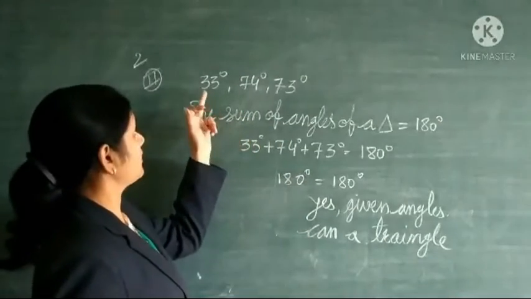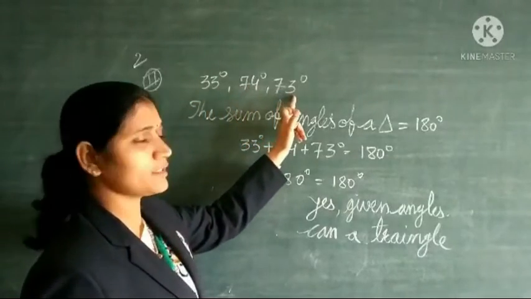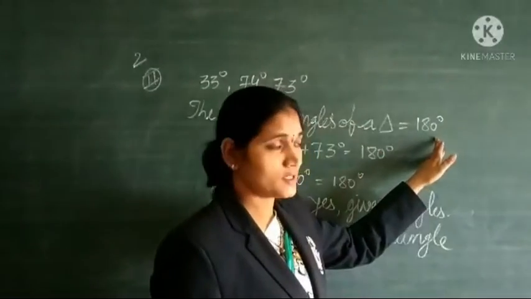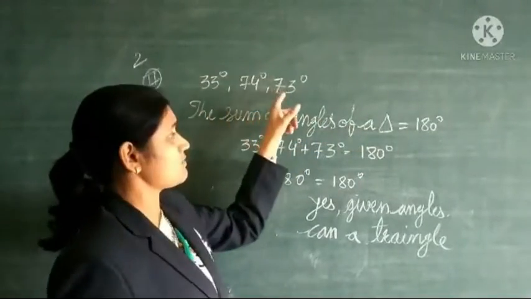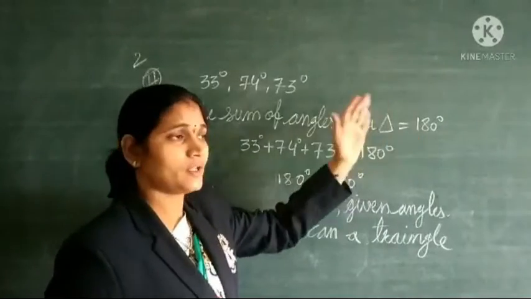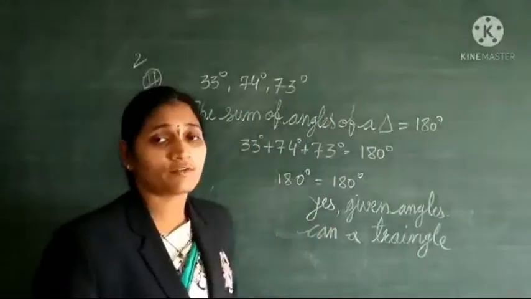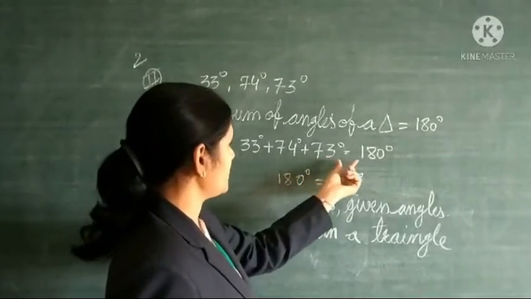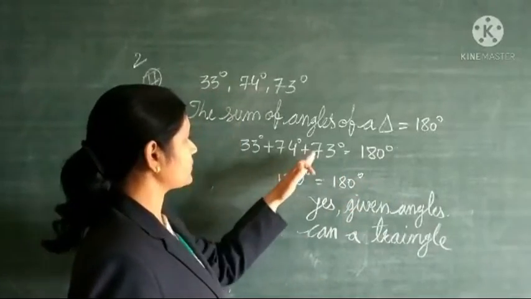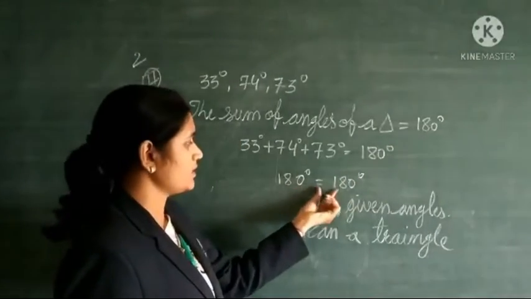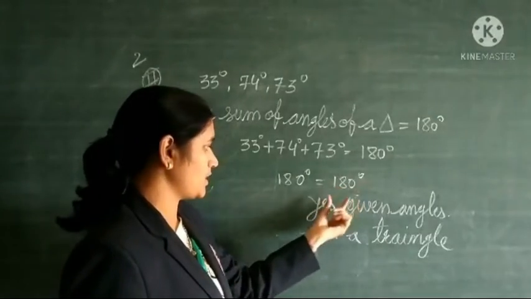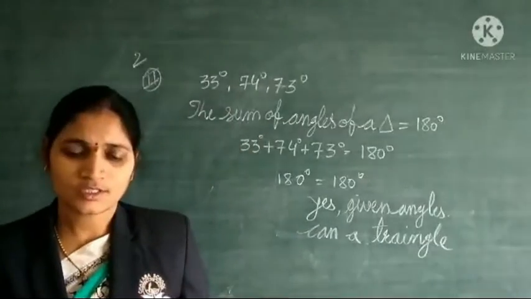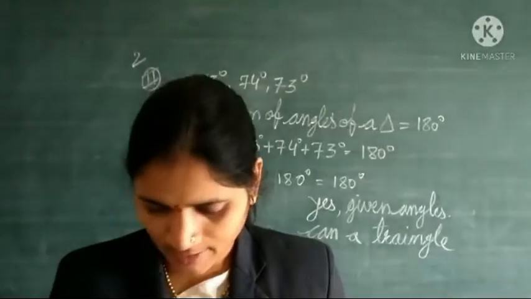Given angles are 33 degrees, 74 degrees and 73 degrees. Students, as we know, the sum of the angles of a triangle is equal to 180 degrees. If all these angles satisfy this statement, then only can we say these angles are of a triangle. So 33 plus 74 plus 73 is equal to 180 degrees. When we do the addition, we get 180 here and 180 on this side also. So yes, the given angles can form a triangle. In such a way you can solve the remaining examples.